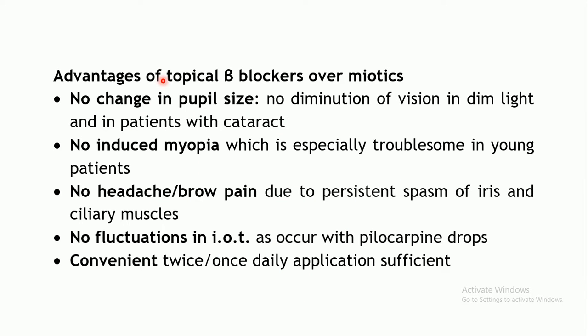Now coming to the advantages of topical beta blockers over the miotics. Why has the popularity of miotics reduced with the advent of these beta blockers? First advantage is that there is no change in the pupil size. Miotics result in changes in the pupil size, right? So there will be a problem with diminution of vision in dim light. These changes are also not very good in patients with cataract. With beta blockers, such alterations in the pupil size are not seen, so there won't be any diminution of vision in dim light or in patients with cataract.